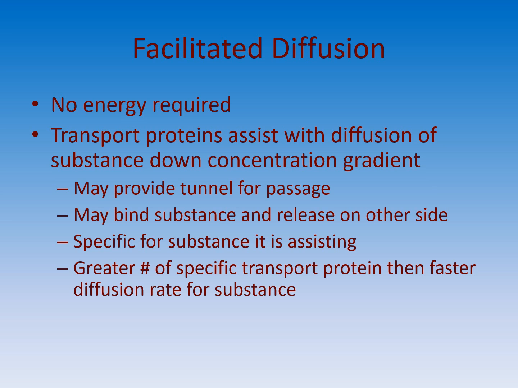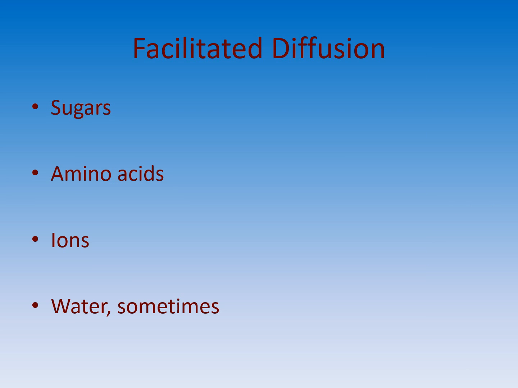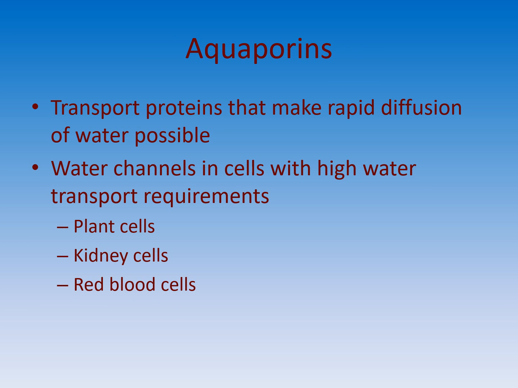It may have to provide a tunnel for the passage. It may have to bind and then be released on the other side. But somehow there is this protein that is going to be assisting these polar molecules and ions to get across the hydrophobic area. So if it can move by itself, it's diffusion. If it needs help with the protein, then it's facilitated diffusion. So what are we talking about? Oftentimes sugars, some of your amino acids, ions, and sometimes water itself.